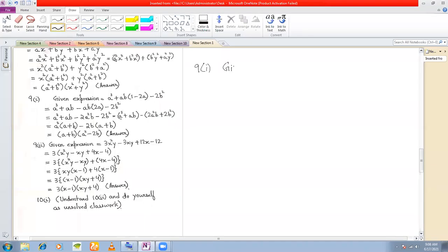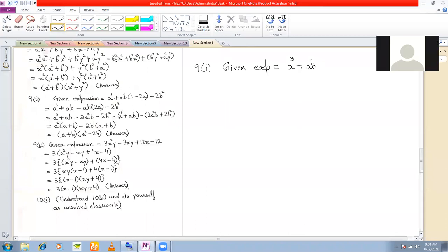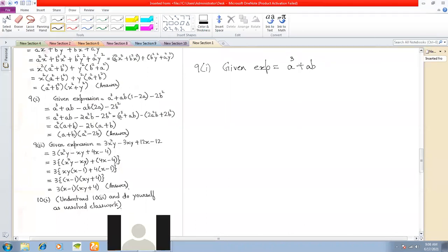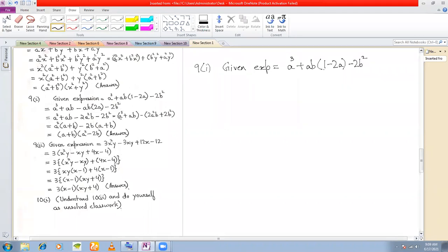The given expression is a cube plus ab into 1 minus 2a minus 2b square. See, there are three terms in this, but the middle term is a product. So if we multiply this middle term, we will get four terms.